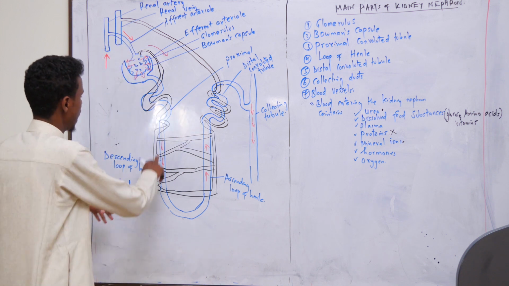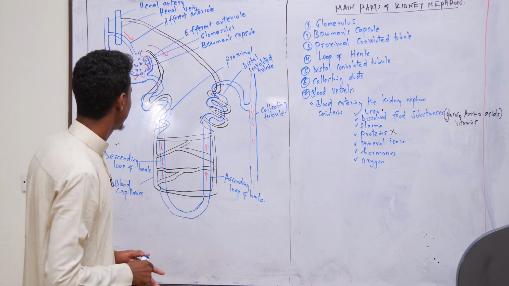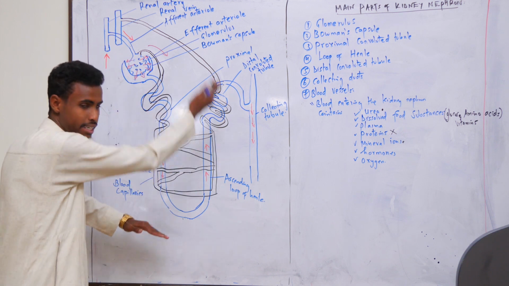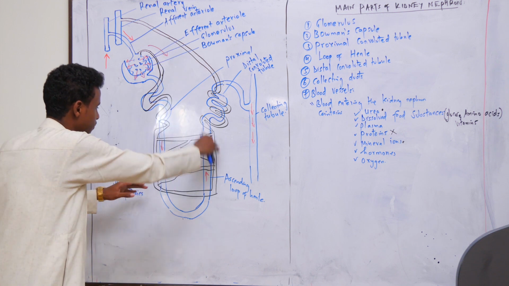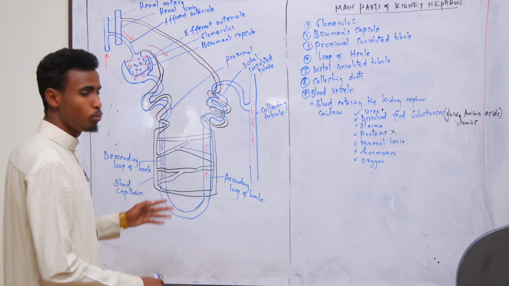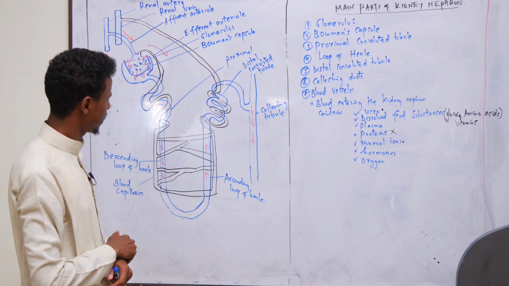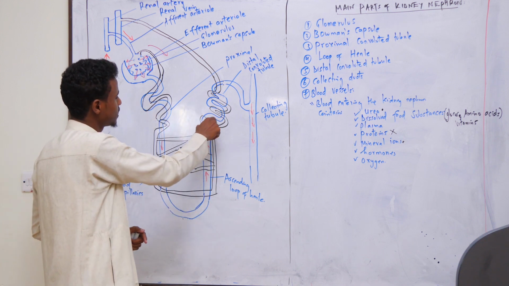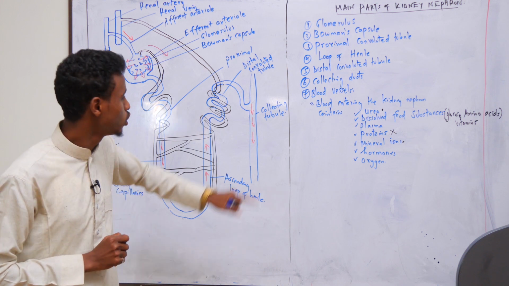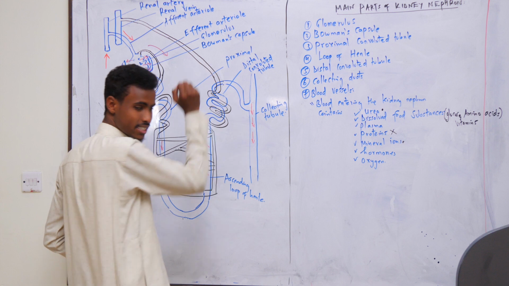Again, we have a U-shaped tube. It has both a descending limb and an ascending limb. Collectively, this is called the loop of Henle. This one is the descending loop of Henle, and this one is the ascending loop of Henle. Now, the next part is called the distal convoluted tubule. And lastly, we have the collecting duct.